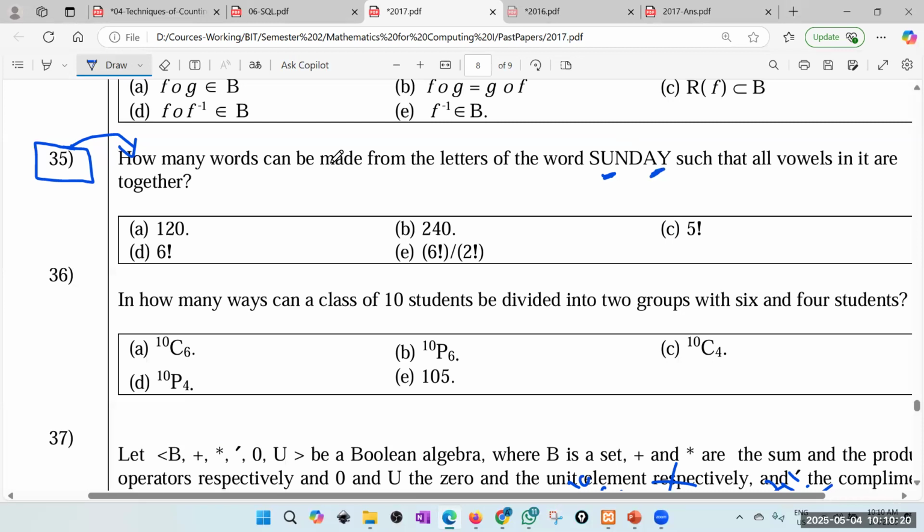And definitely this is a permutation, right? Because how many words means different words, when you rearrange, it's a different word. So by the look of it, you must first identify that, okay, this is a permutation question.